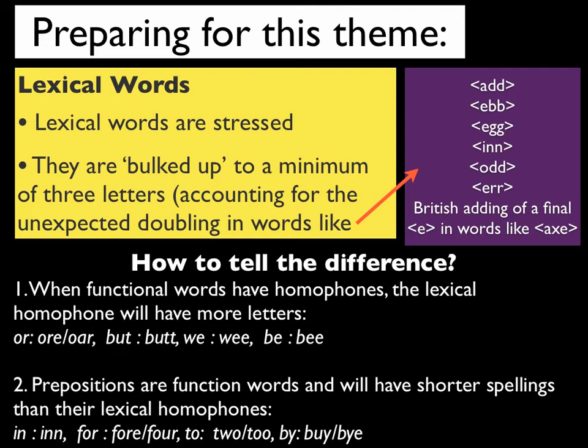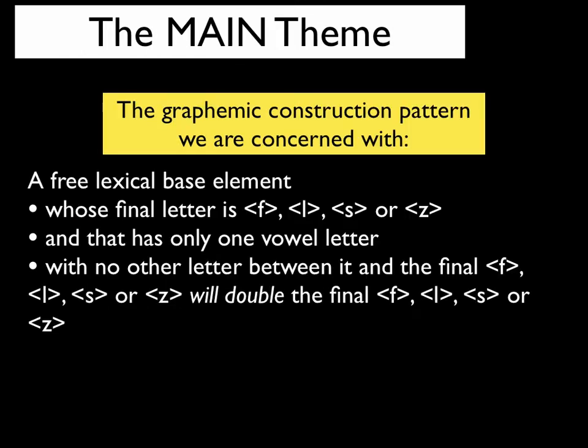In this theme, however, we are only looking at lexical words. We're not looking at the doubling conventions on function words. The main theme is to examine the graphemic construction pattern, and it is with free lexical base elements whose final letter is either F, L, S, or Z. And there is only one vowel in the base, and there's no other letter between it and the final F, L, S, or Z. Then we're going to end up doubling that final letter. This is a convention that I think throughout the theme you'll see some good ways to remember, rather than me just telling it to you.